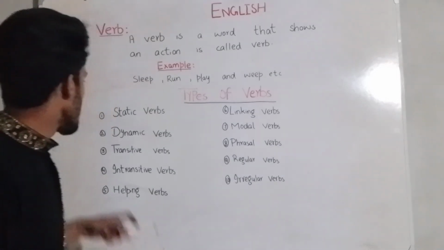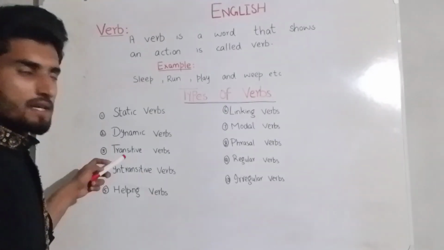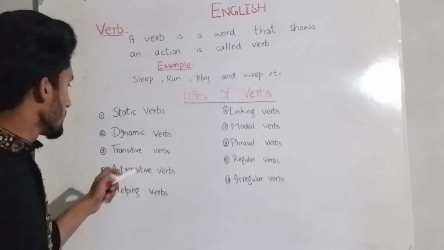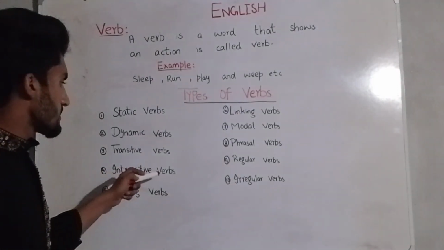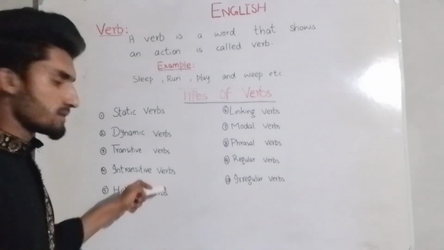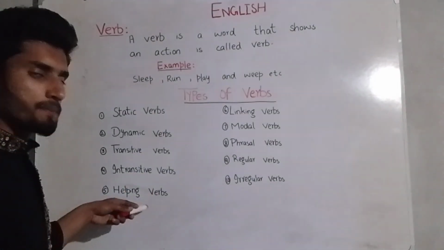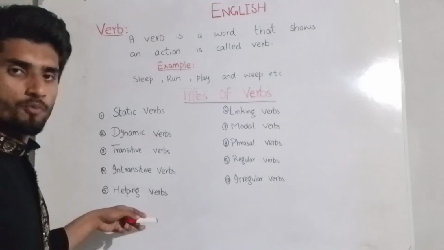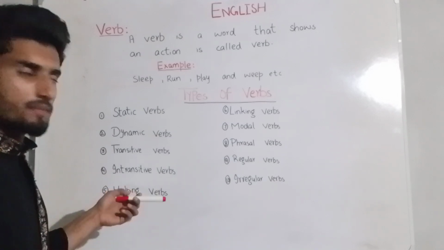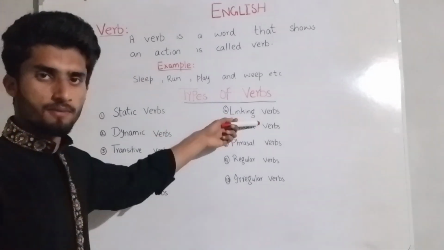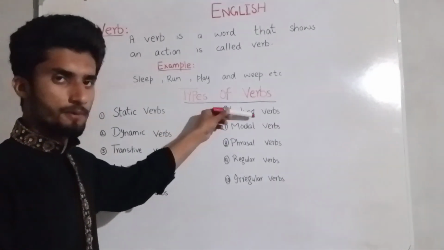Next, continuing, the third type of verb is transitive verbs, and this is intransitive verbs. And the fifth is helping verbs. You repeat with me the names of its types. This is linking verbs.